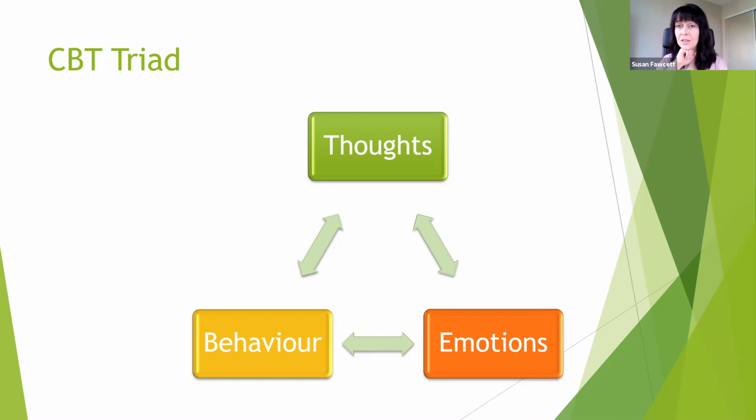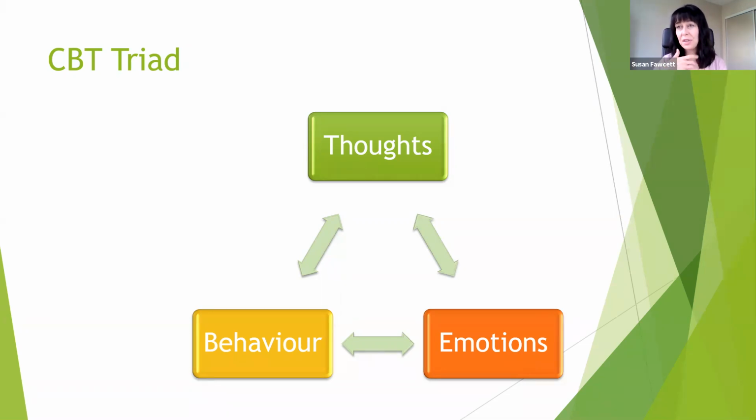So what this is essentially saying is that your thoughts, your feelings or emotions, and your behavior or actions are all inextricably linked. And you can see that all of the arrows go both ways. So you can start anywhere in this and you can go in either direction. I'll give you a quick example.